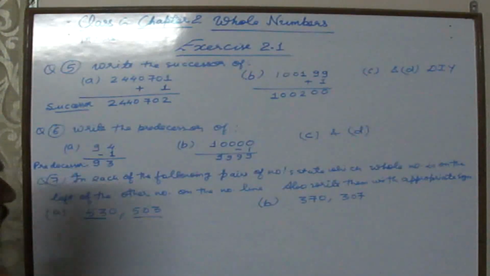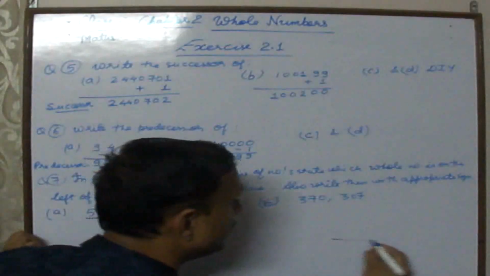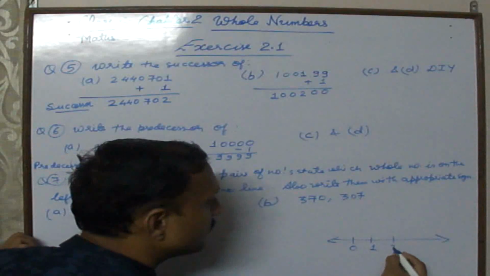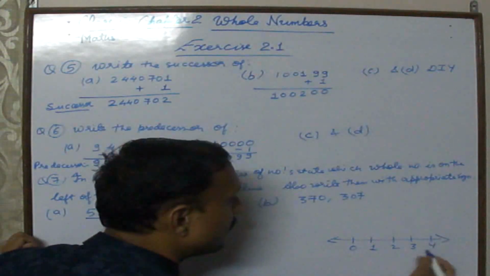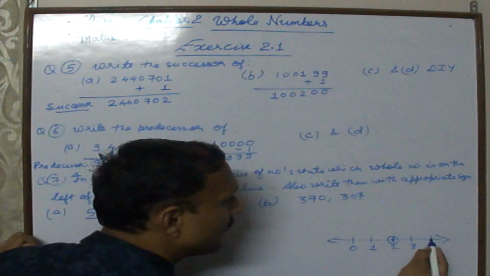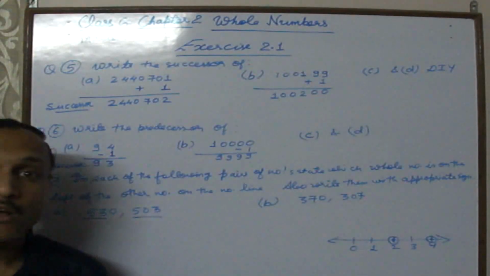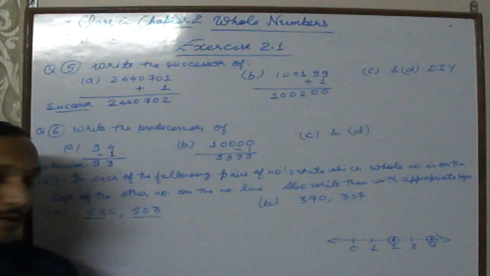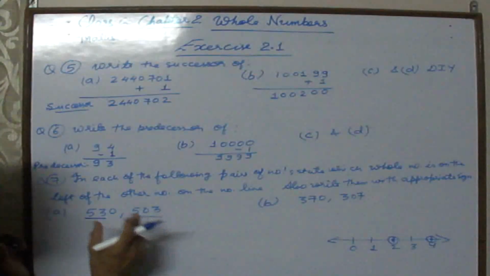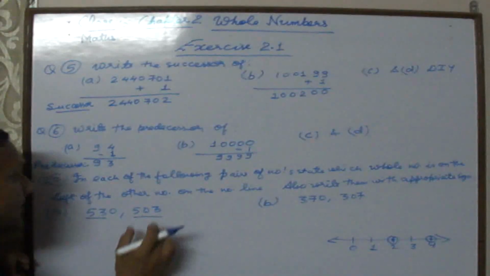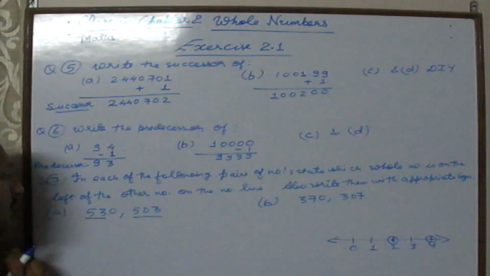And we know, and we have seen a number line also. This is a number line. Simply I am making one simple line: 0, 1, 2, 3, 4. You know 2 is smaller than 4. So the number which is smaller always comes to the left on the number line. So here also, which number comes to the left on the number line? 503. Because 503 is less than 530.